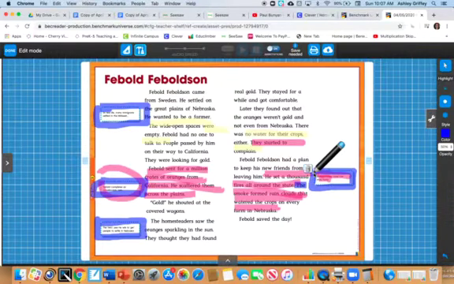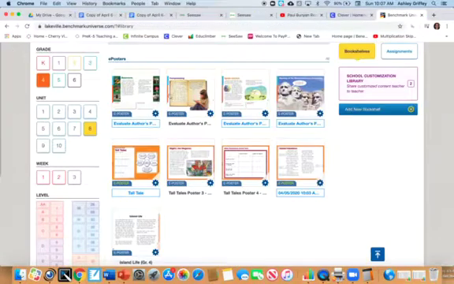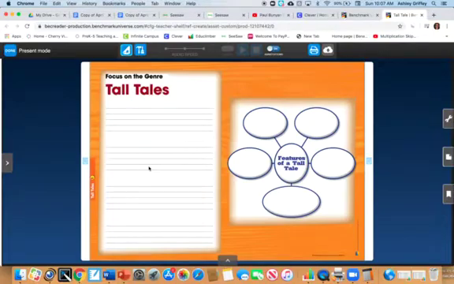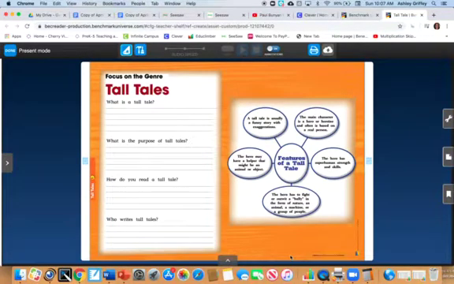So today we reviewed the key features of this tall tale. And I'm going to just close out one more time, and we're going to take a look at this graphic organizer one last time. So we reviewed these key features of a tall tale, and we discussed the important ideas and details in Feebledson. That is really hard for me to say. Tomorrow we're going to read and analyze another tall tale, and then we will compare and contrast the two stories to help us understand the genre tall tales a little bit better.